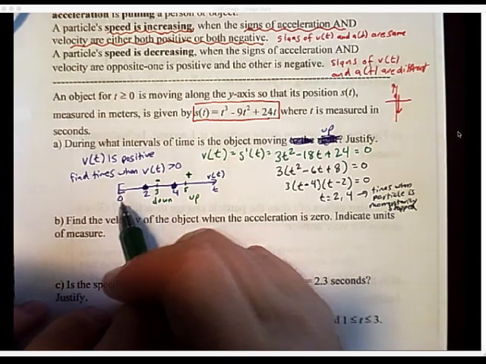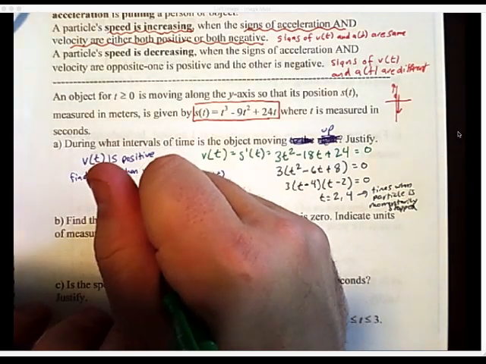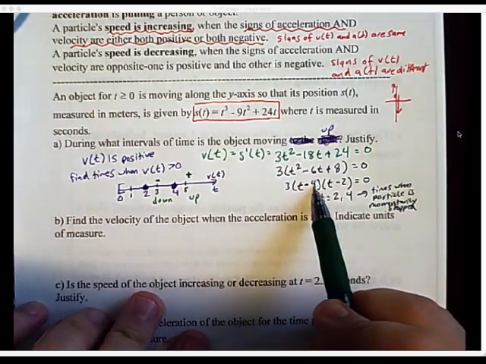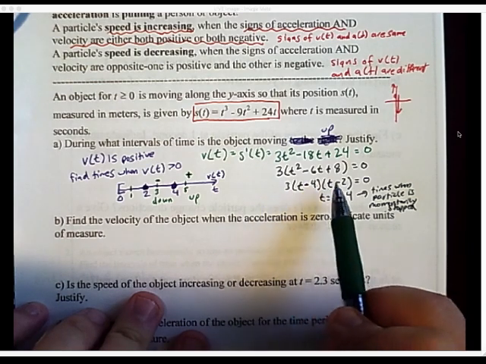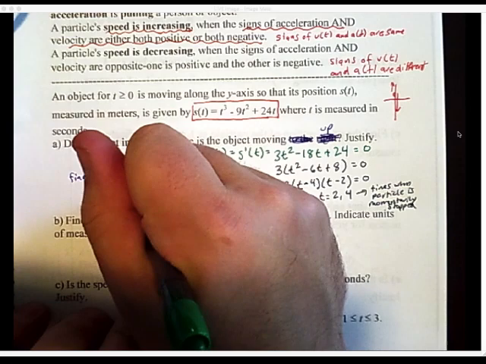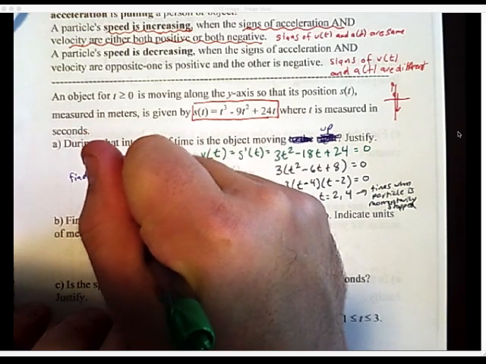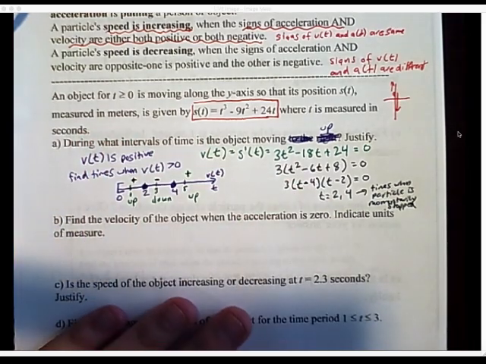And then pick a number between 0 and 2, maybe like 1. 1 minus 4, that's negative. 1 minus 2, that's negative. 3 times a negative times another negative would be positive. So therefore, the particle is moving up.